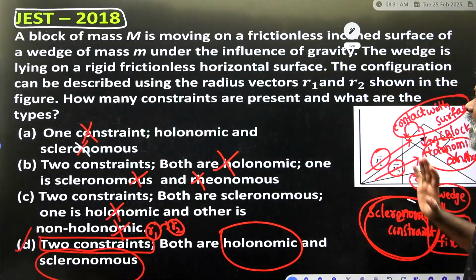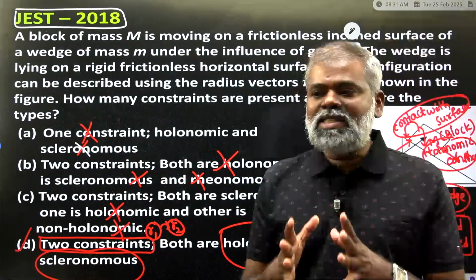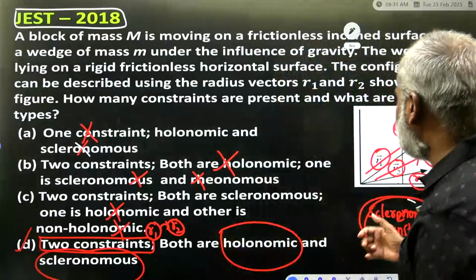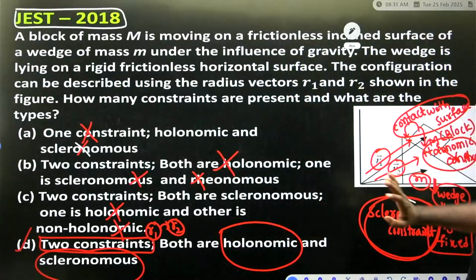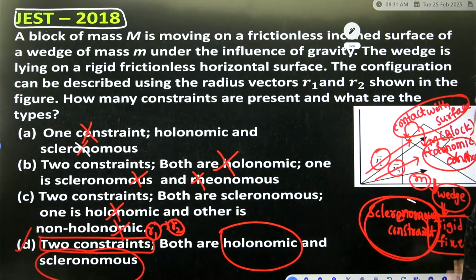It is very, very important. You are able to see constraints is a very, very important topic for examination. In the JEST examination, they are asking this theory question. All questions are theoretical only, but you have to use your brain. Then only you will be able to identify this answer.